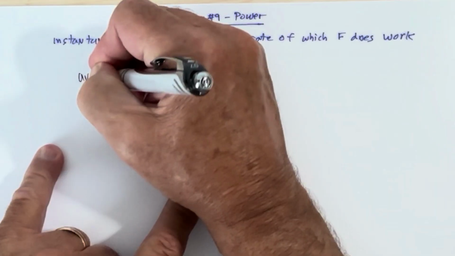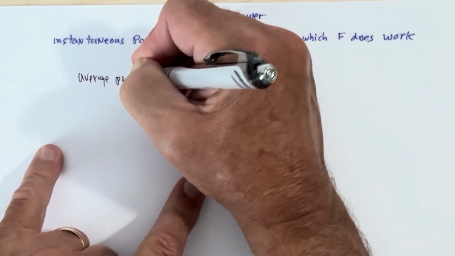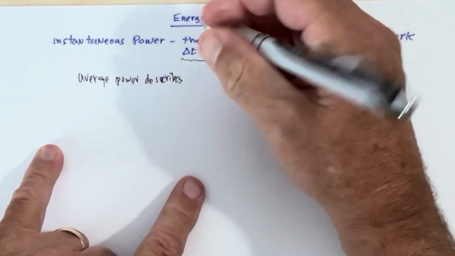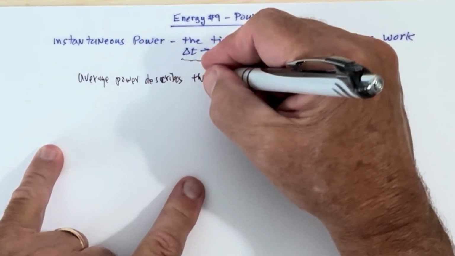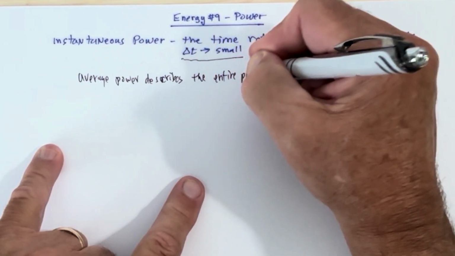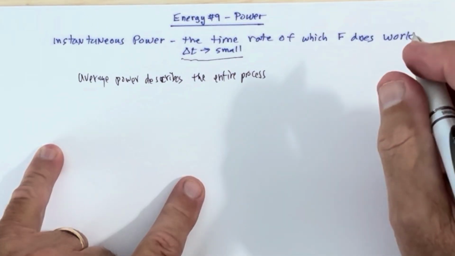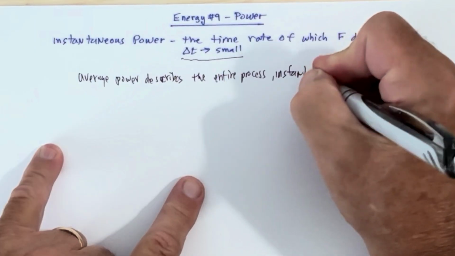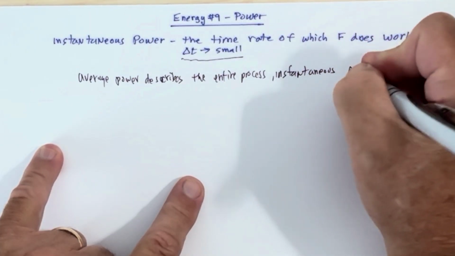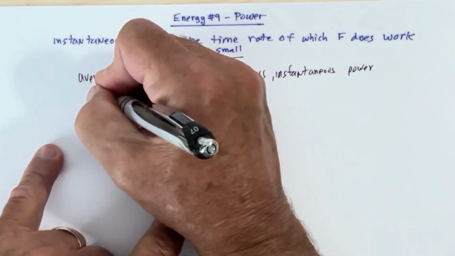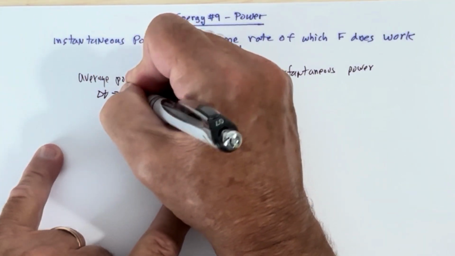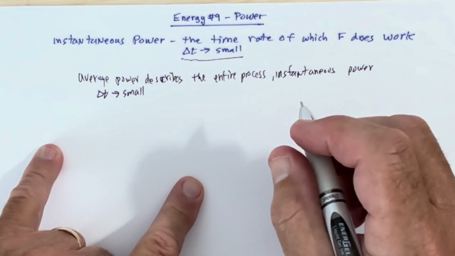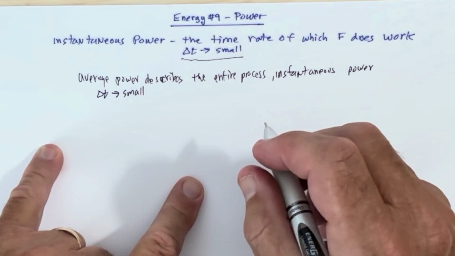So the average power describes the entire process. That might be the process of taking the books up the stairs we just talked about. Whereas for instantaneous power, the time interval gets real small. So instead of looking at the whole time it took to carry the books up the stairs, it might be just each individual step or each individual fraction of a step.